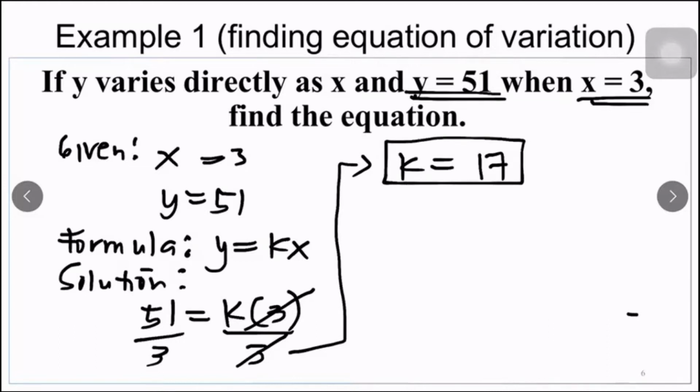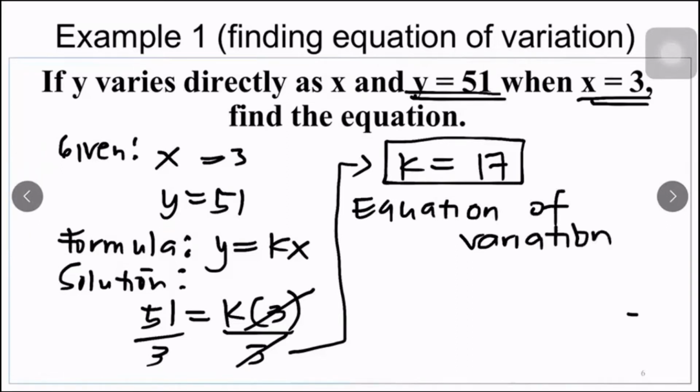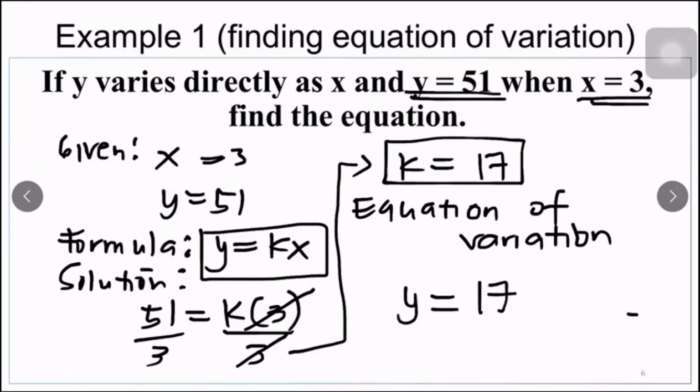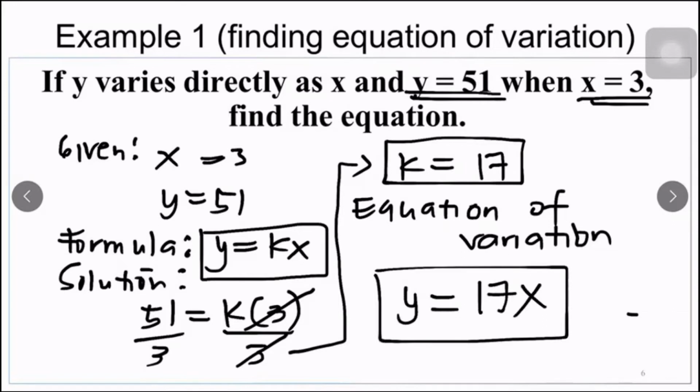Now, since we have identified the value of k, we can identify the equation of variation. In identifying the equation of variation, we simply substitute the given k into our formula. Always remember, only k should be substituted in our formula, so it will become y equals 17x. Therefore, this is our equation of variation.